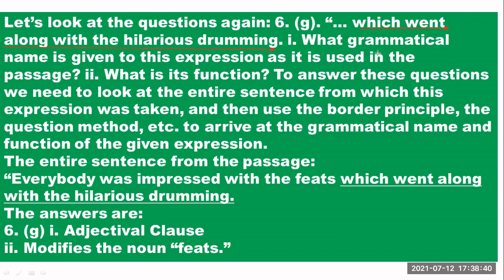Now, let's look at question I. What grammatical name is given to this expression as it is used in the passage? Now, to answer this question, we use the border principle. Here we draw a line. This is the border. And then the word that shares the same boundary with the underlined expression is the word feats. Then we need to understand the grammatical class, the word class that this word belongs to. That will give you a clue as to what the underlined expression is. Now, the word feats is a noun, all right? A noun is the name of a person or a thing or an idea, all right? So, feats. Now, we can see that this expression is telling us more about feats.